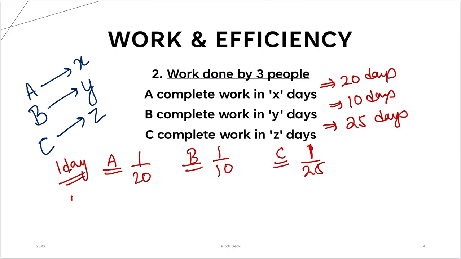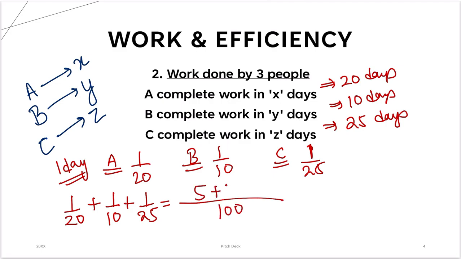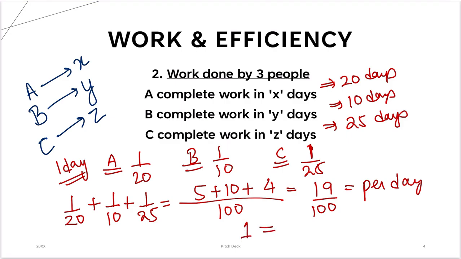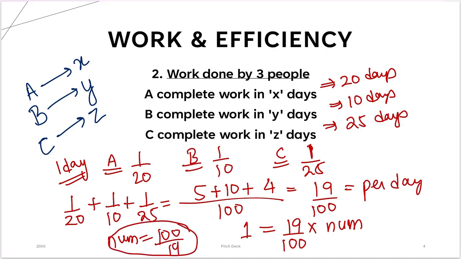Right? So totaling in one day, how much work have they completed if they all work together? The denominator will be 100. 5 plus 10 plus 4, that is 19 by 100. So 19 by 100 is the amount of work done by them per day. If I use that formula, total work 1 is equal to per day work, 19 by 100, into number of days. So number of days will be 100 by 19. This is the number of days they will take together to complete the work.